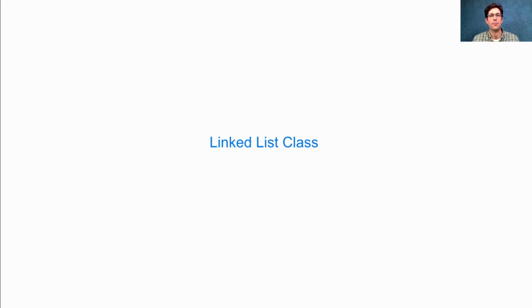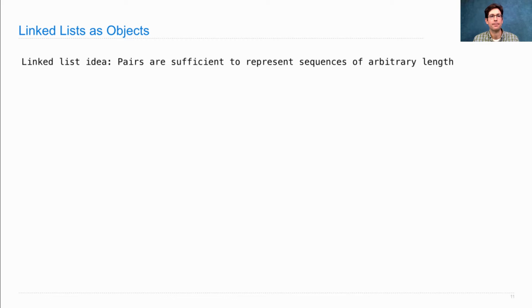Let's build a class to represent a linked list. Before, linked lists were a data abstraction, but now we can define them as objects. And the linked list idea was that a pair of the first element of a list and the rest of the list was sufficient to represent a sequence of arbitrary length.